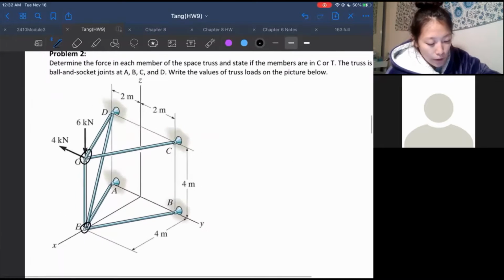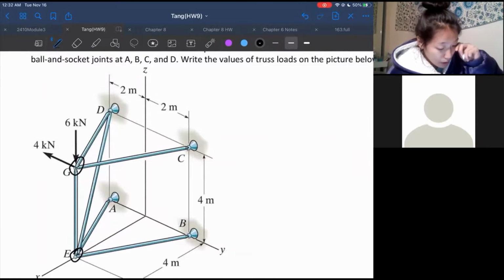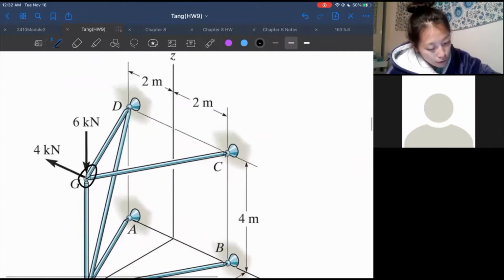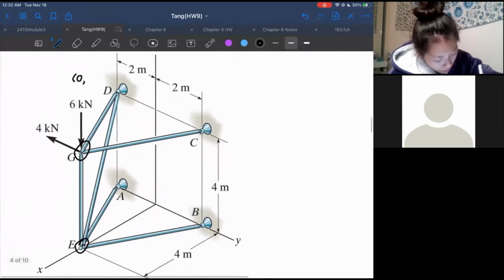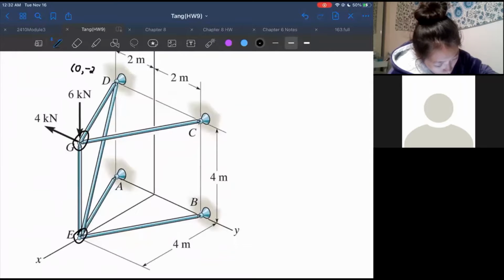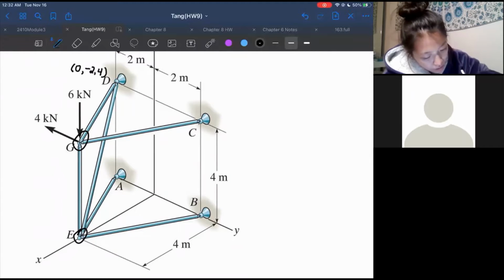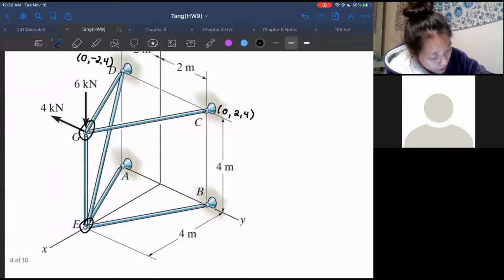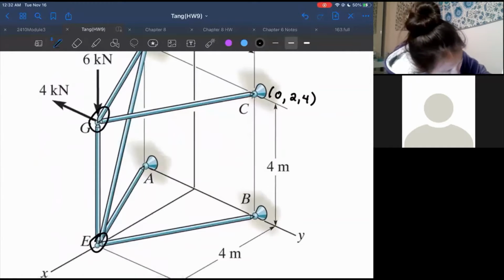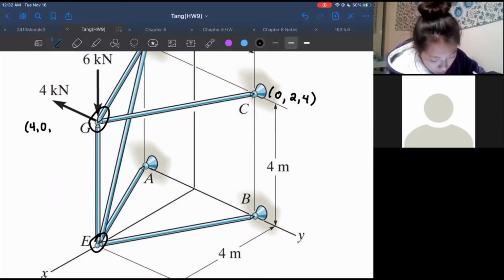Next, I usually like putting the points next to the letters. So let's start with D. D is going to be 0, -2, 4. C will be 0, 2, 4. And G will be 4, 0, and 4.